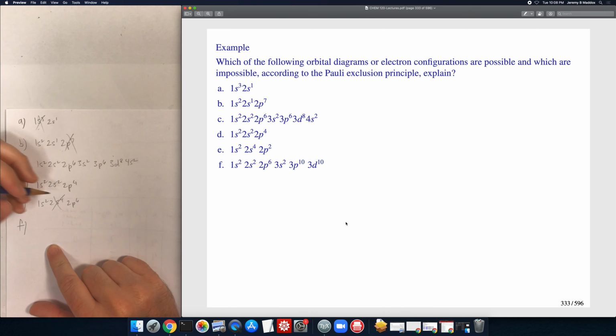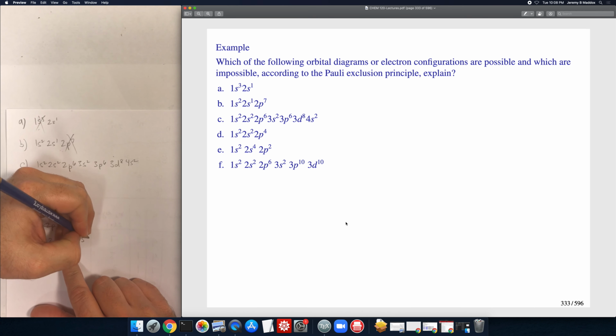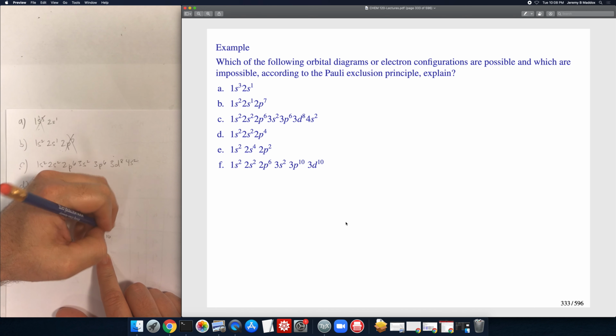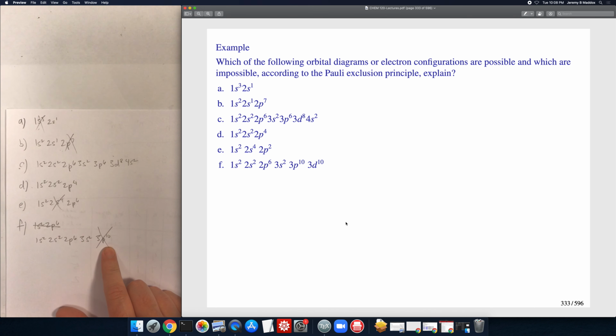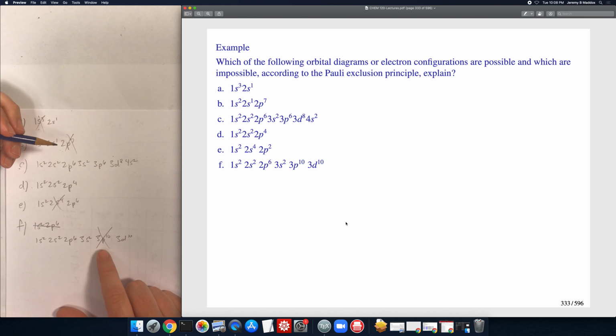For F, we have 1s2, 2p6. Oh, I skipped the 2s. 1s2, 2s2, 2p6. These are all fine. 3s2, followed by a 3p10. That's not going to fly. You can only have, at most, 6 electrons in a 3p orbital, or a 3p subshell, and so that's way too many. The 3d10 was okay, but the 3p10 is not.